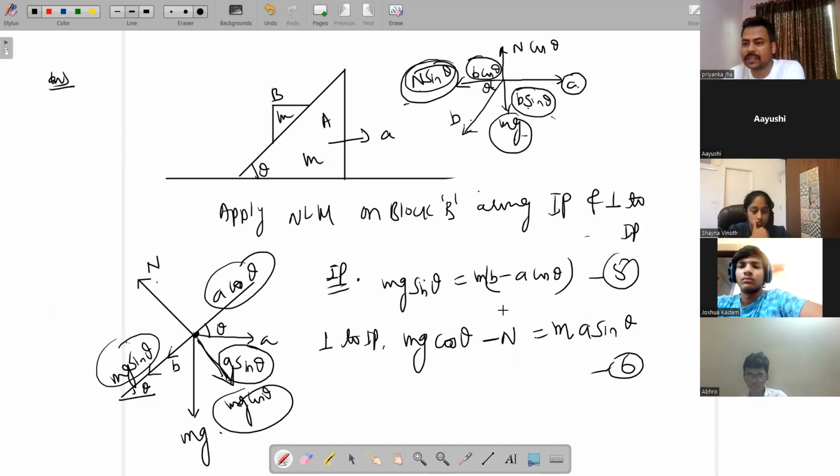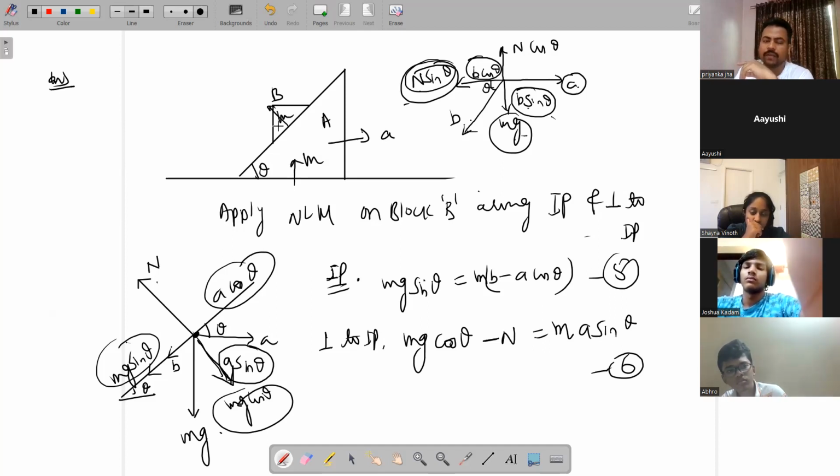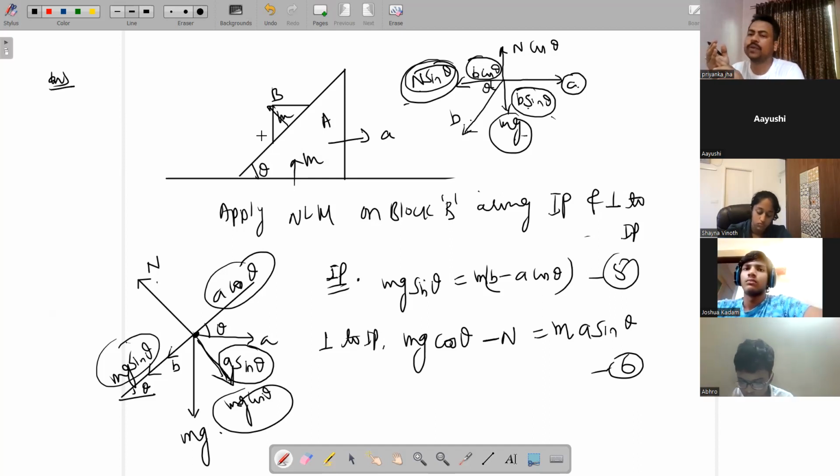So you have too many equations, even more than the number of variables. You have four variables: acceleration A, acceleration B, one normal from here, and one normal from here. So four equations, four variables. So we just need to have four equations, right? But we have six equations. Now we can very easily solve it, but doing all these things is not recommended. Now I'll tell you the shortest way. Note it down first here.